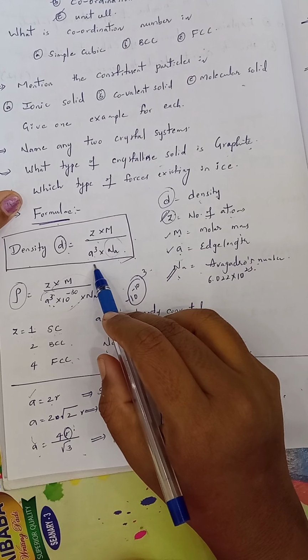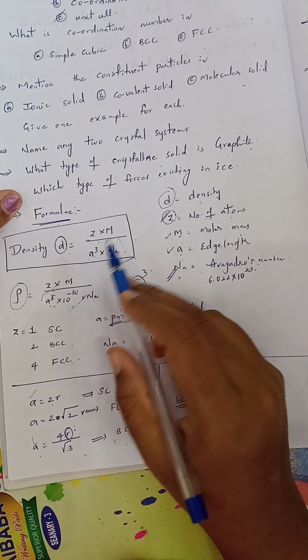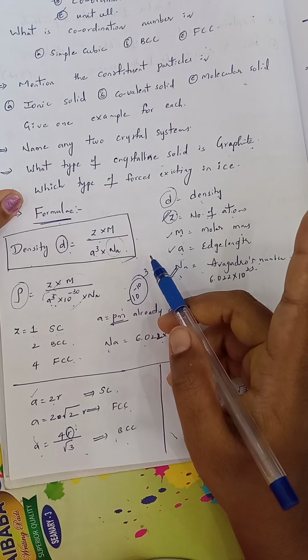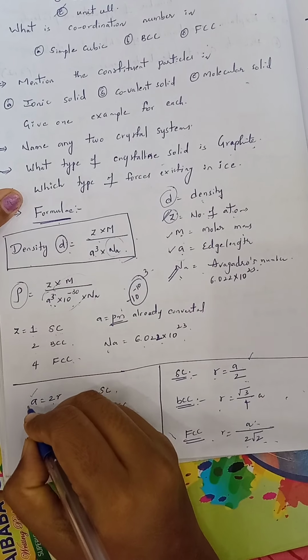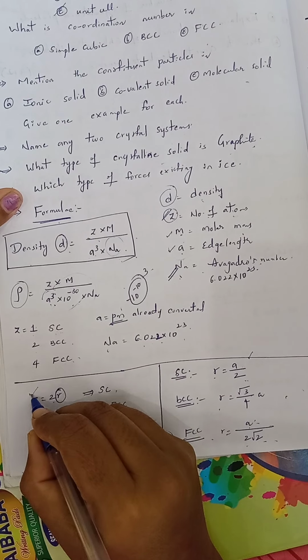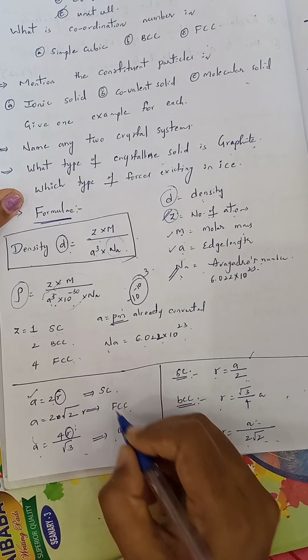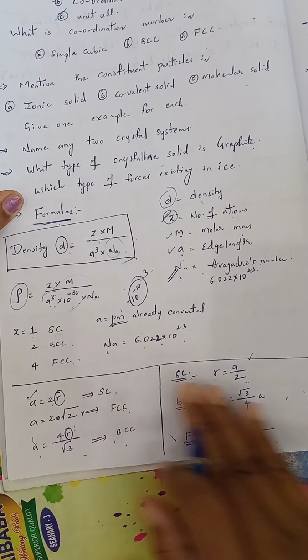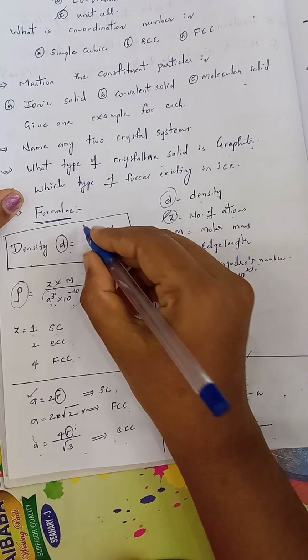If edge length is given in picometers, you want to convert it into centimeters. 1 picometer is always equal to 10 to the power of minus 10 centimeters. If radius of a cubic cell is given, you have to find out edge length A. For the three different types of cells, the formulas are different. Just remember these formulas as well as this formula.